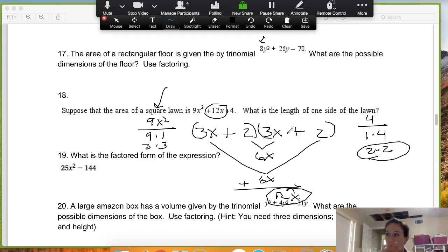So let's say you couldn't remember that perfect square trinomial deal. Factor it just like it's a regular factor problem. And then you can solve it. Okay, that's how you do that one.